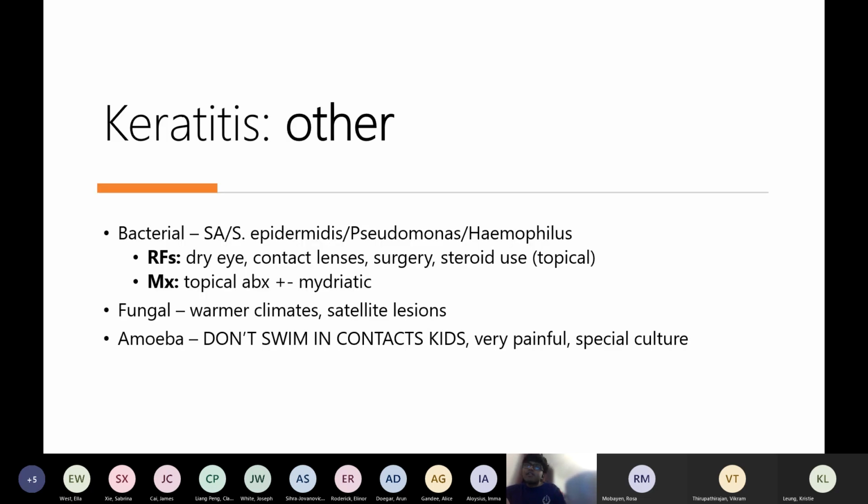Other causes of keratitis, bacteria. You can read this slide in your own time. The important thing to take away here is do not swim in contact lenses, because you can get acanthamoeba keratitis, which is very, very painful, and it's quite hard to treat.